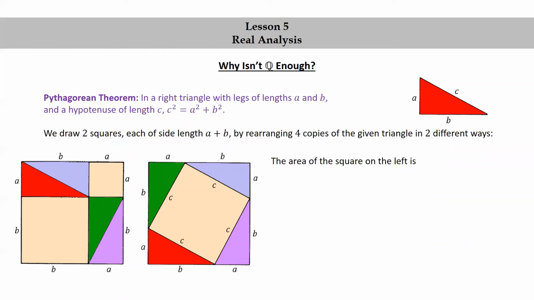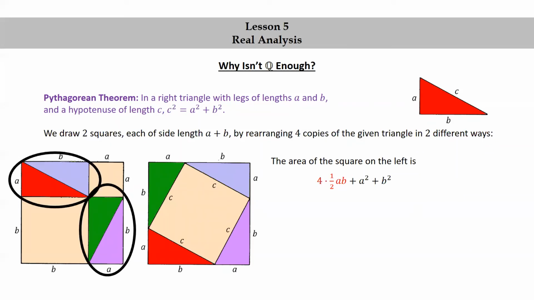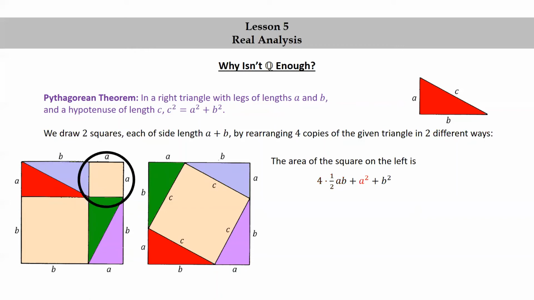The area of the square on the left is 4 times 1/2 ab plus a squared plus b squared. To see this, remember that the area of one of these triangles is 1/2 ab, and there are 4 of them. And then there's also a little square here of side length a, so it has area a squared, and the bigger square has area b squared. This simplifies to 2ab plus a squared plus b squared.